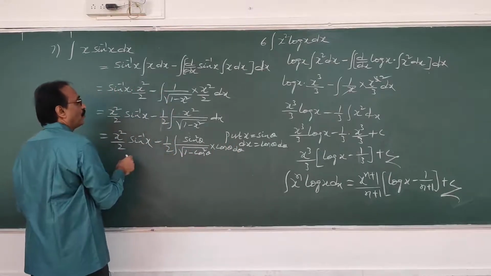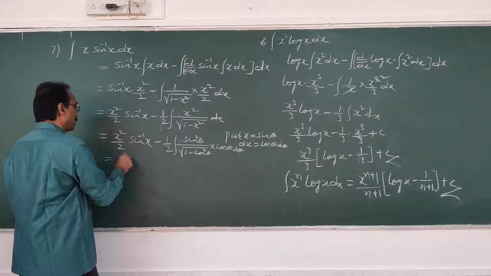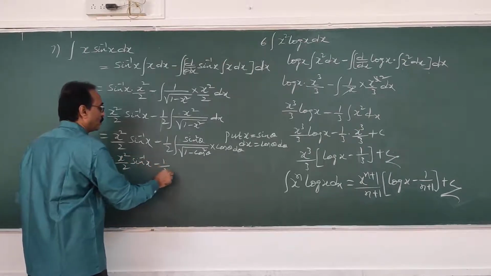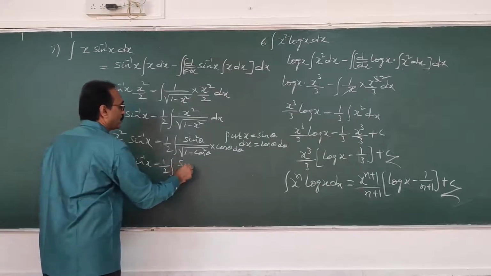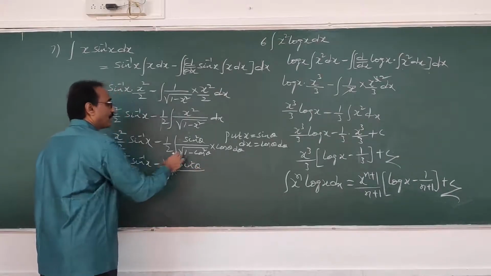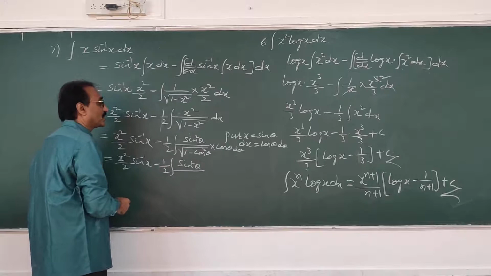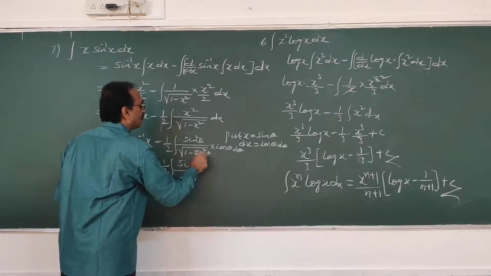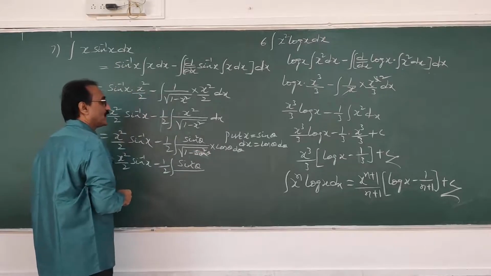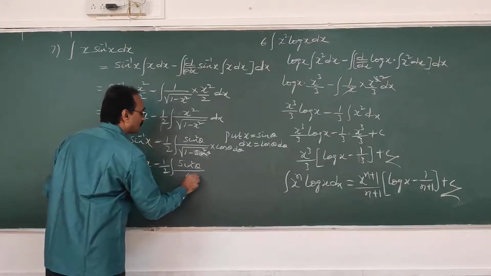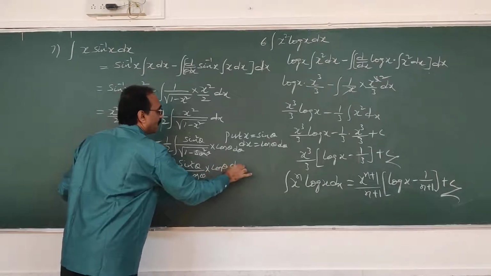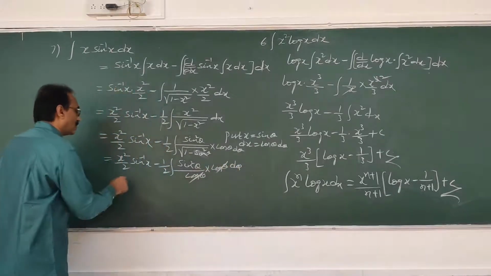Okay, now here what will we do? So x square by 2 sine inverse x minus 1 by 2 integral sine square theta by root of 1 minus sine square theta; sorry, x is equal to sine theta, you have to substitute. 1 minus sine square theta is cos square theta, root cos square theta is cos theta, here cos theta into here cos theta, both will get cancelled, and sine square theta is left over.